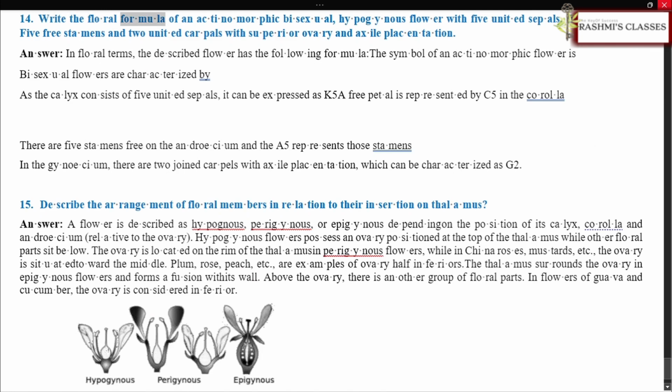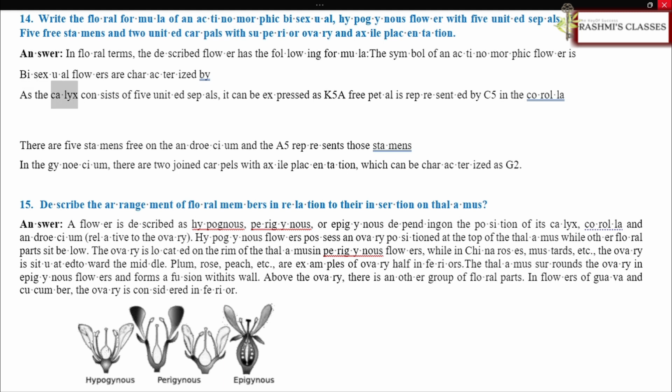Write the floral formula of an actinomorphic bisexual, hypogynous flower with 5 united sepals, 5 free petals, 5 free stamens and 2 united carpels with superior ovary and axile placentation. Answer. In floral terms, the described flower has the following formula. The symbol of an actinomorphic flower is a circle with a cross. Bisexual flowers are characterized by the symbol for bisexuality.